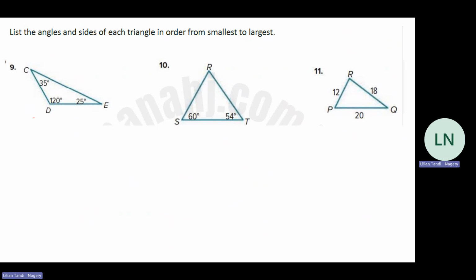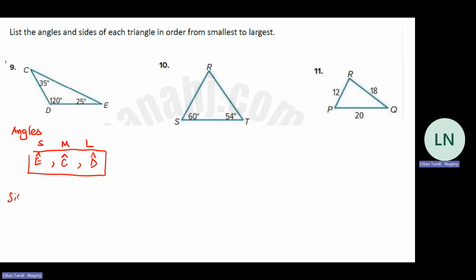All right. So the angles are listed for you. They have all the angles. So you do angles here. So you have small, middle, large. The smallest is E because 25 is the smallest number there, followed by 35, which is C, and then followed by 120, which is D. Okay? And you box your answer.